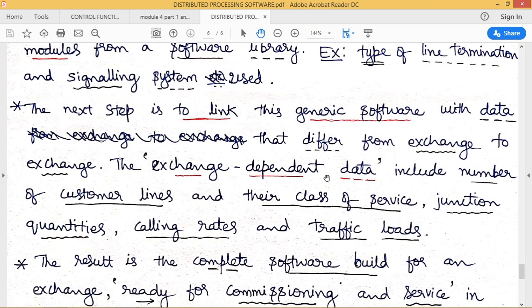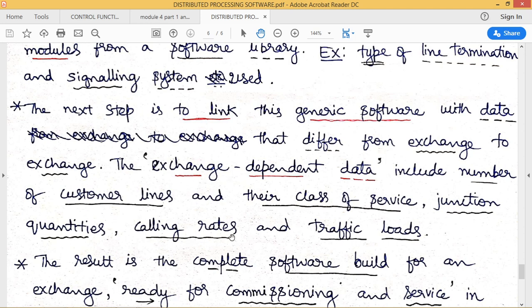So the exchange dependent data include the number of customer lines. So how many customer lines are connected for a particular exchange. The data must be available with the exchange, and their class of service. These customers have their own class of service. All those details must be available with the exchange. And the junction quantities. Junction basically deals with trunks, the number of trunks or the number of servers available with an exchange. Junction quantities must be known for a particular exchange.